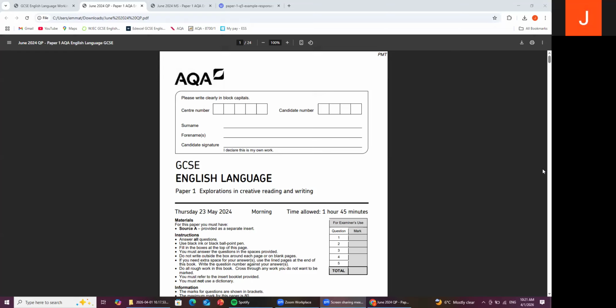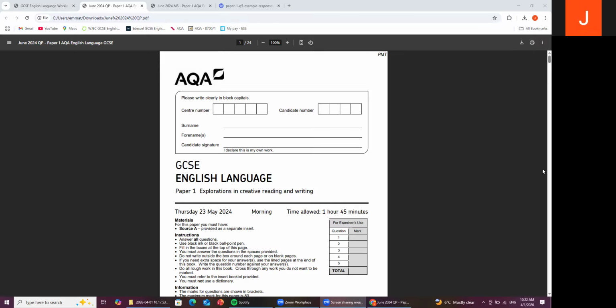So what I'm going to do today is talk you through my approach to English language paper one. I'm an examiner for AQA also, so I'm going to give you my breakdown of the paper from a teacher's perspective, but also from an examiner's perspective.